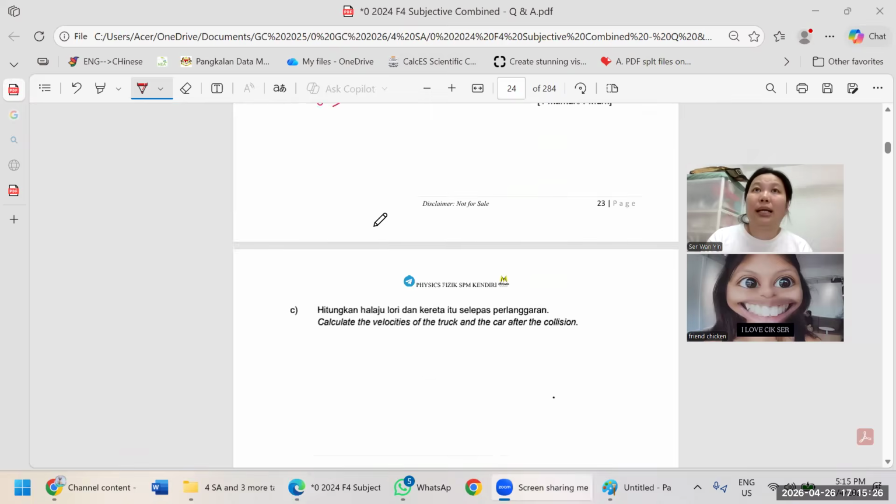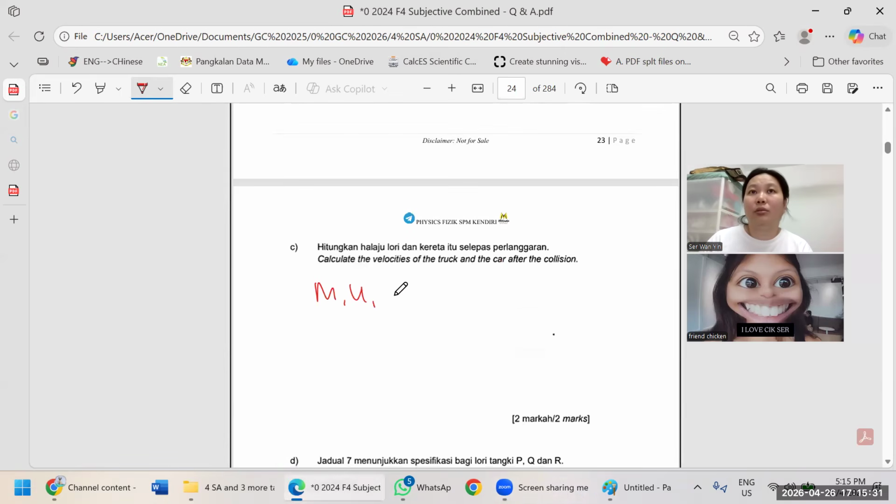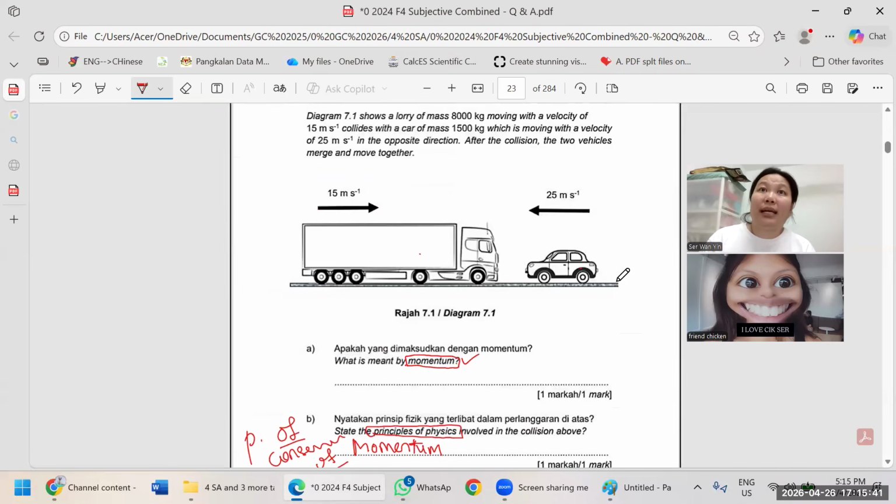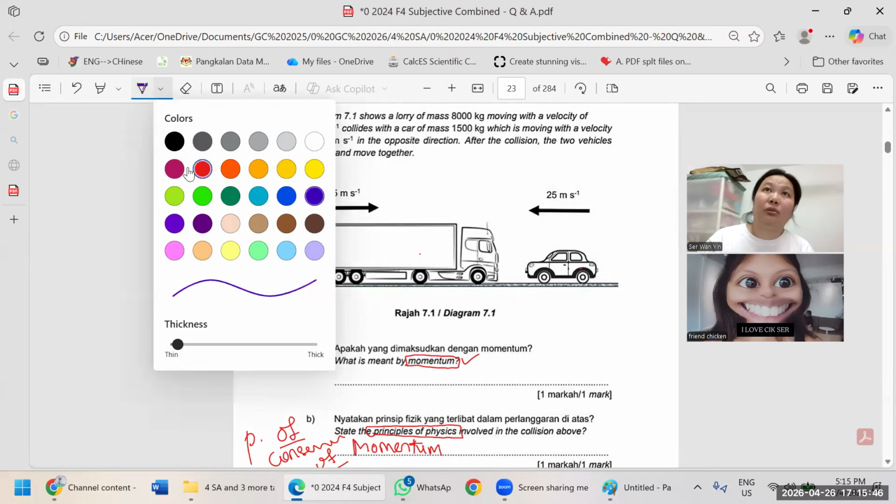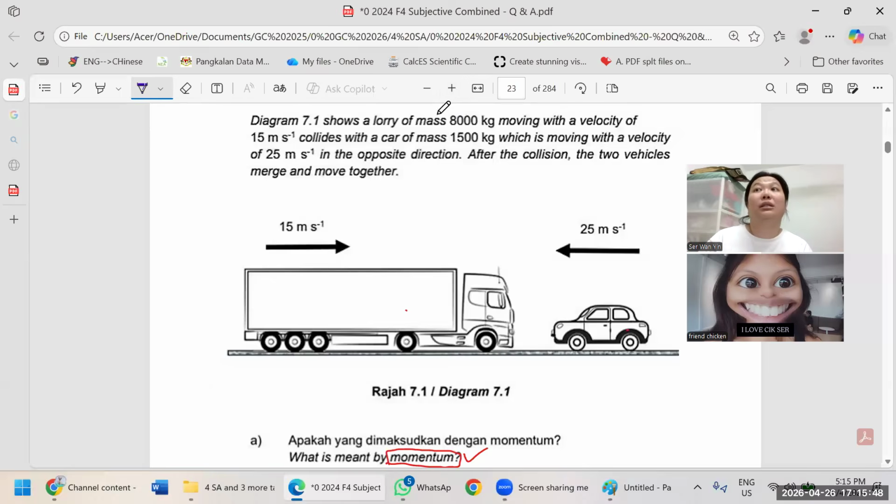Okay, calculate. Normally, calculate the velocity means you show m1 u1 plus m2 u2. I believe all of you can memorize it already. Then do not forget the direction. This is something you learn this year only. Normally we say going to the right-hand side is positive, to the left-hand side is negative. Okay.